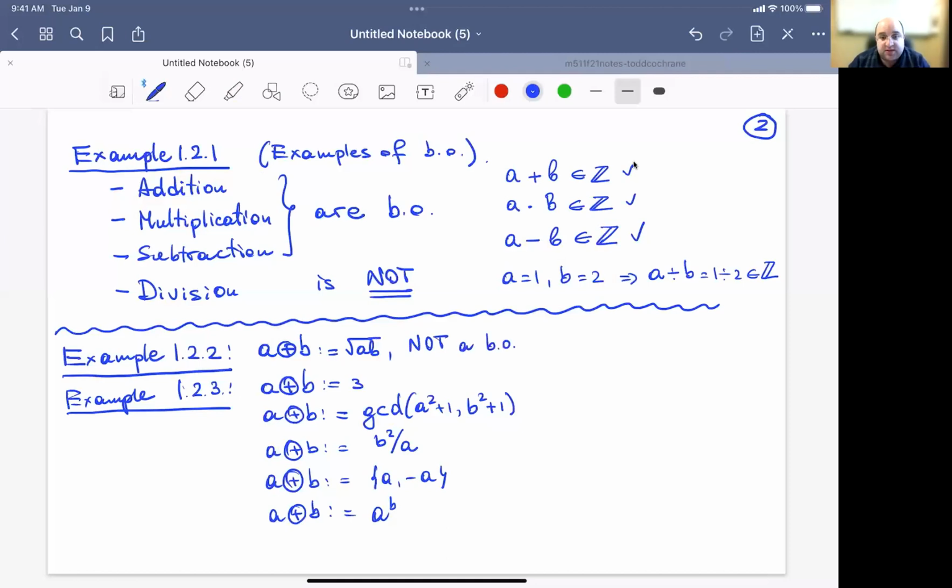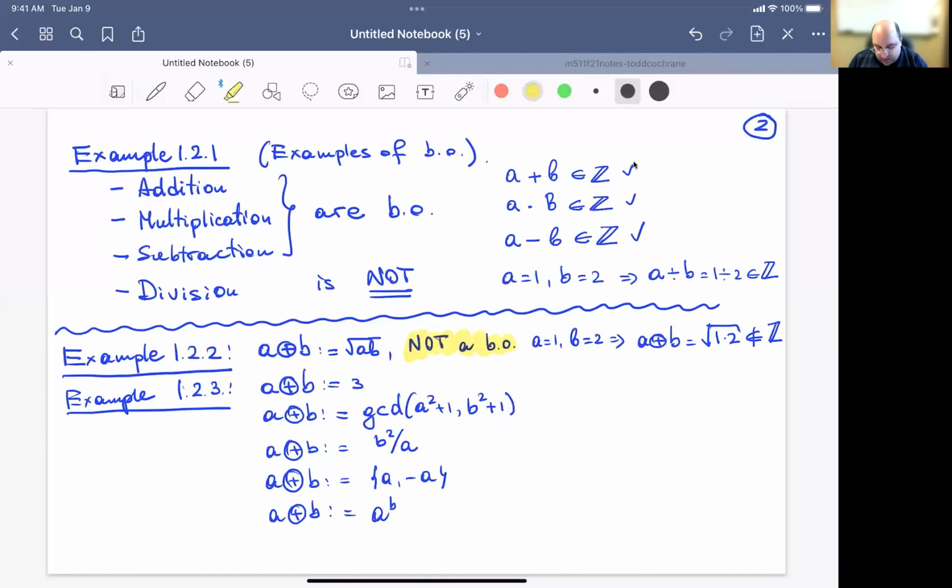And the reason for that is, again, I can take examples of integers so that if you take their product and then take a square root, the result would not be an integer. Again, I could take a equals 1, b equals 2. Then a circle plus b is the square root of 1 times 2, which is the square root of 2, and that's not an integer, so that means this is not a binary operation, right? It's not a binary operation.